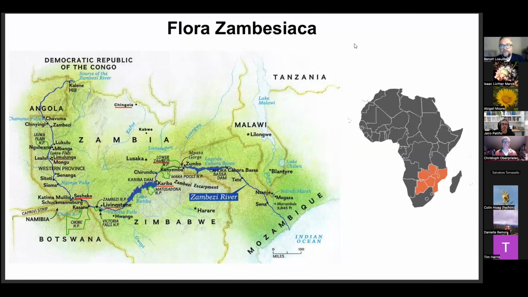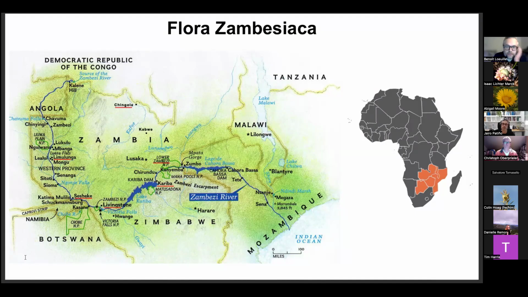At the same time, we had the Flora Zambesiaca. It covers the countries of the Zambezi River Basin, namely Mozambique, Malawi, Zimbabwe, Zambia, Botswana, and a bit of Namibia, which is called the Caprivi Strip.